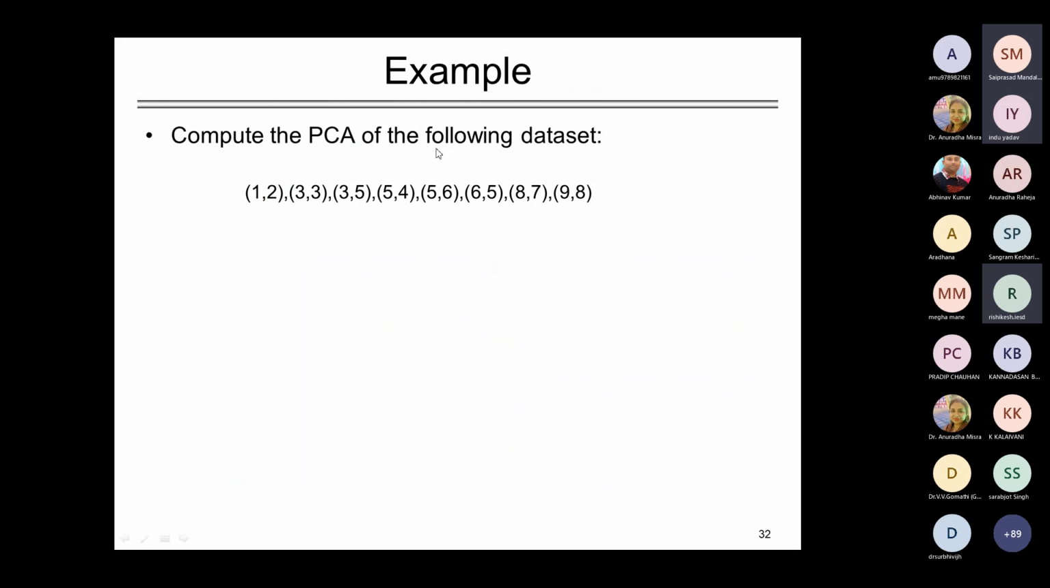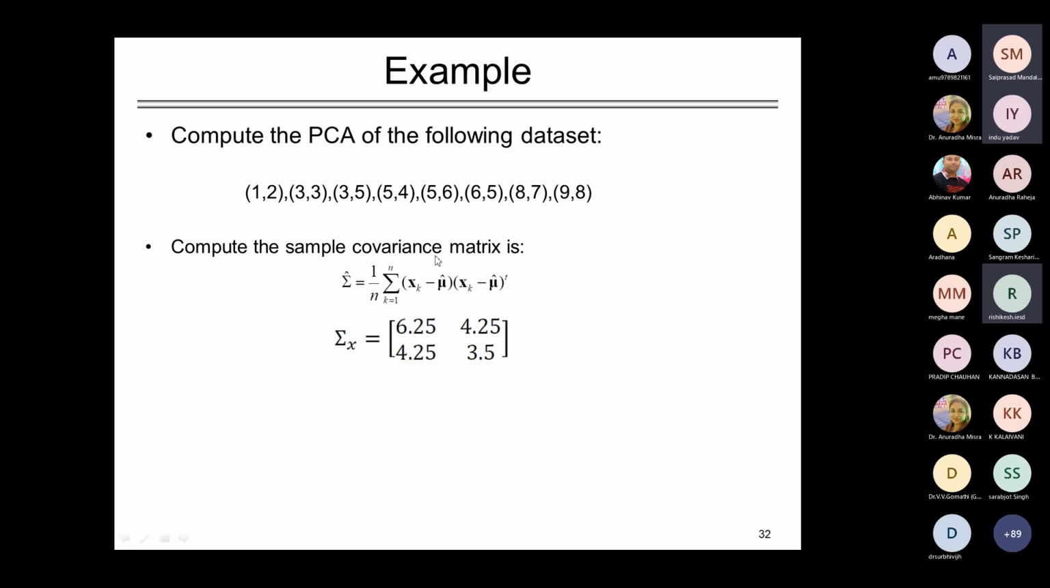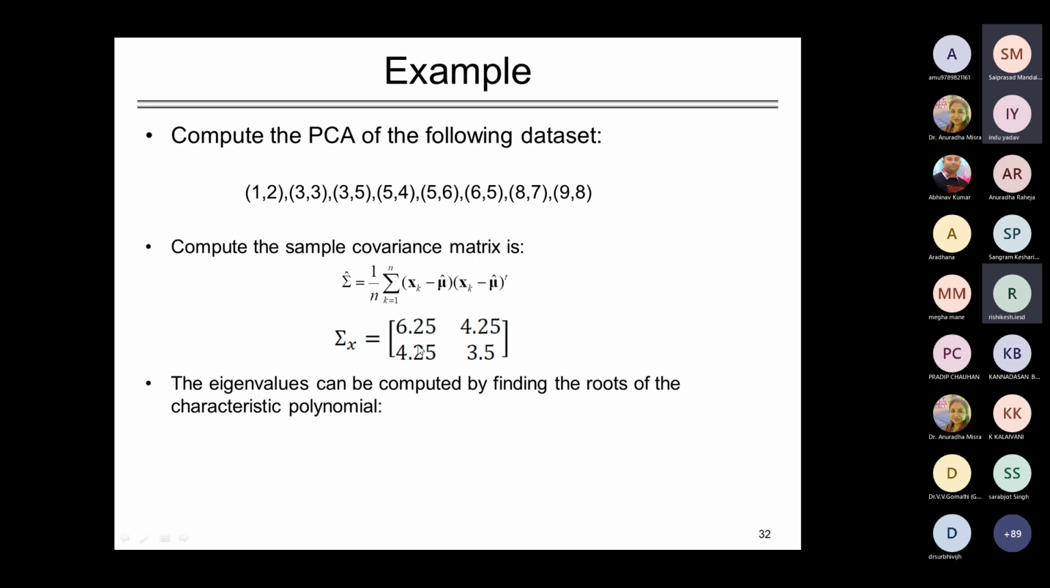Now compute the PCA, principal component analysis, for the following data set. Compute the sample covariance matrix, Sigma hat equal to 1 upon n, sum over k of (x_k minus mu hat)(x_k minus mu hat) transpose. So this is the variance-covariance matrix for this data set.